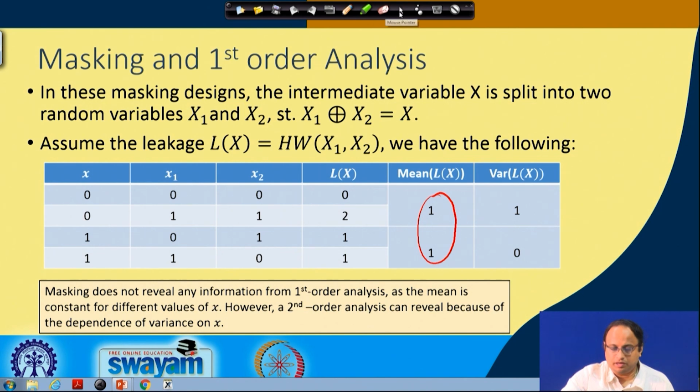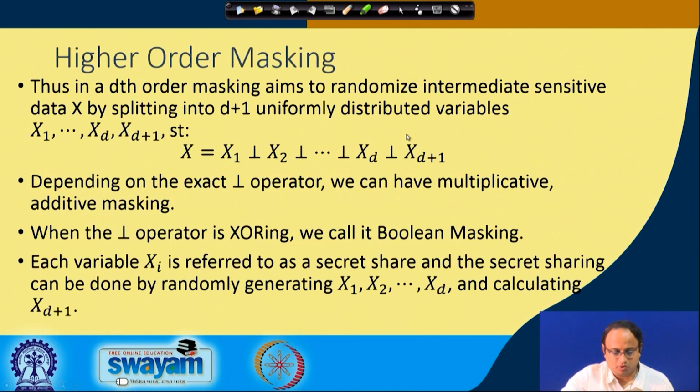So the whole idea is to see how we can develop the basic scheme. But before we go into that, let us first define what a higher order masking is. As we see, our design is not secured against second order attacks, and of course it is not secure against a third order attack, fourth order attack, and so on. So if I generalize this in a dth order masking, we will aim to randomize the intermediate sensitive data x by splitting it into d plus 1 uniformly distributed variables.